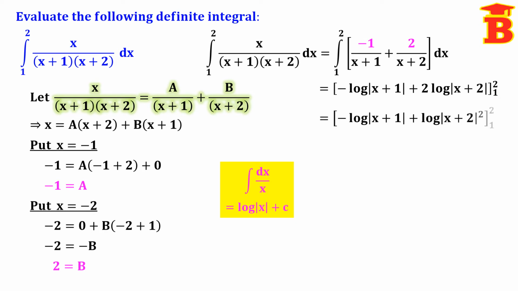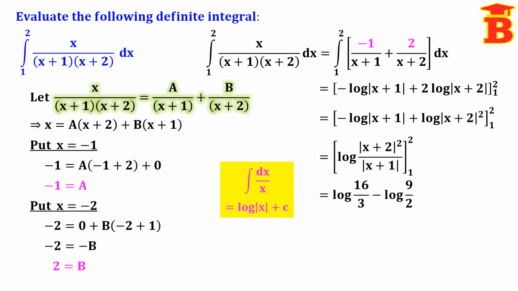So this is equal to the first term minus log x plus 1, plus this 2 taken to the power, that is log of mod x plus 2 squared. Limit is 1 to 2. And again using the log property, we write it as log of mod x plus 2 squared divided by x plus 1. This is using the property log m minus log n is log m by n.